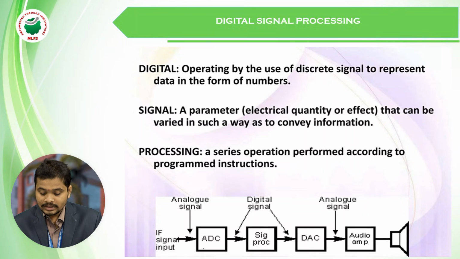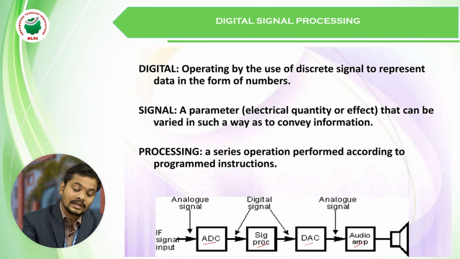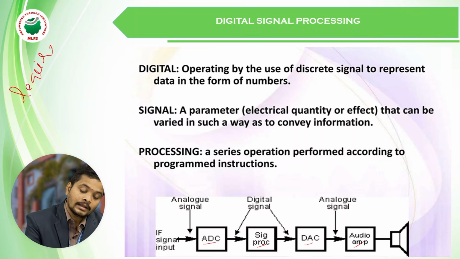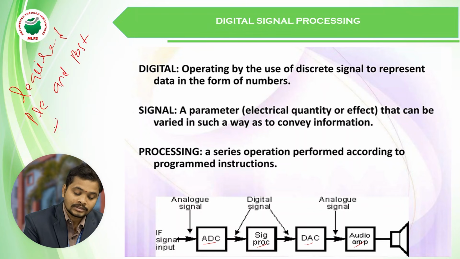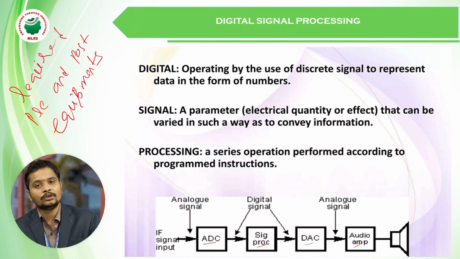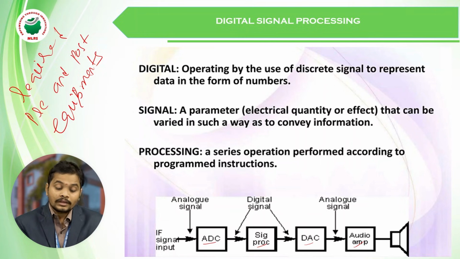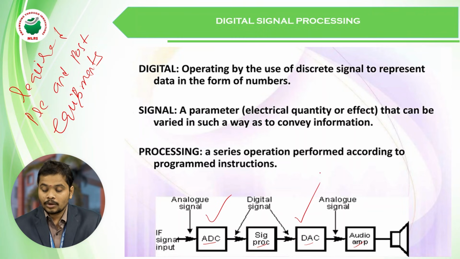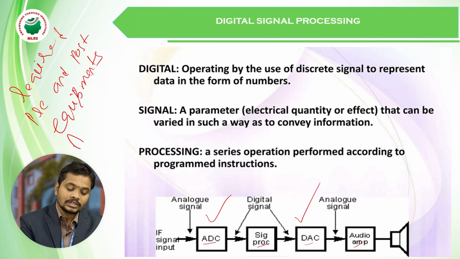And the digital signal processing basic block diagram of a digital signal processor: if you see here, analog to digital converter, signal processor, digital to analog converter and audio amplifier. The main drawback of the digital signal processor is that it requires pre and post equipment. Compared to analog signal processing, the digital signal processor needs extra equipment called converters, meaning analog to digital converters and digital to analog converters.